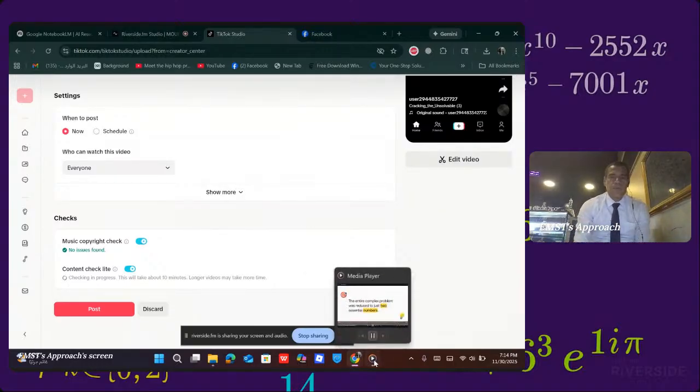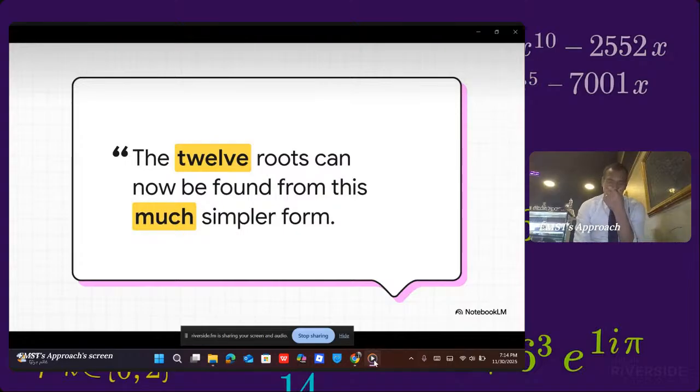So from here, the path forward is actually pretty clear. Now, yeah, finding all 12 solutions or roots is still going to take some calculation. But it's not an impossible task anymore, not even close. The monster has been tamed. The puzzle is now totally solvable.